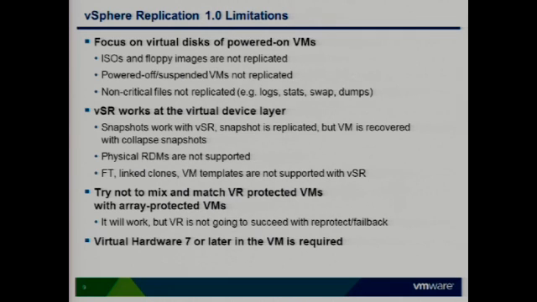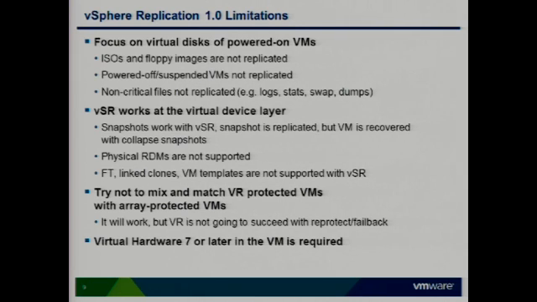I mentioned try not to mix and match VR protected VMs with array protected. It'll work, but you're wasting a lot of cycles. And this is one I didn't refer to earlier. We have a new feature called reprotect and failback. Well, two features, reprotect and failback with SRM 5. Those will only work with array-based replication. It's a function of the SRA to set up an automatic reprotect, and I'll talk about that in a couple of minutes if I hurry.